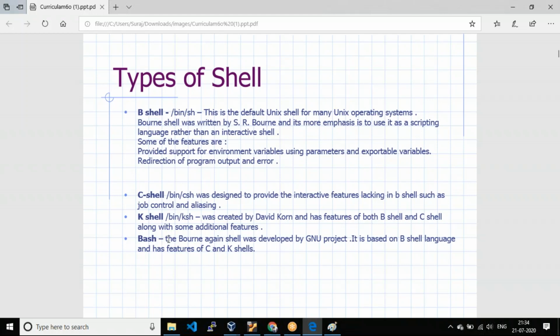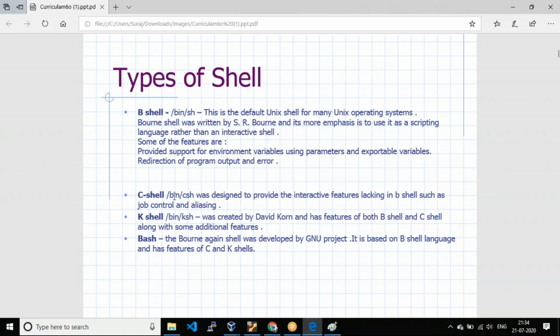So if somebody asks you what is the default shell or the current shell for your Linux, you will say it's bash, and we are using the bash shell. We will learn more about this shell, but right now just understand that we are using the bash shell. And there is some introduction part, like when it was developed and who developed this shell and all these things.